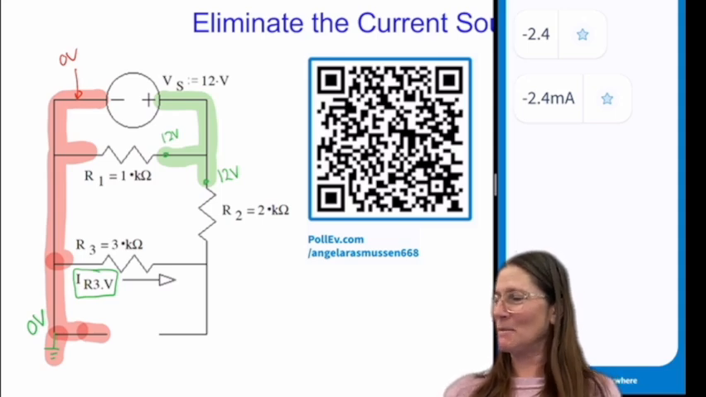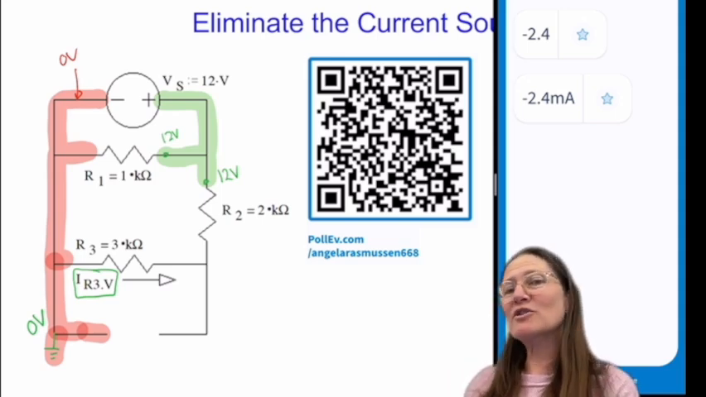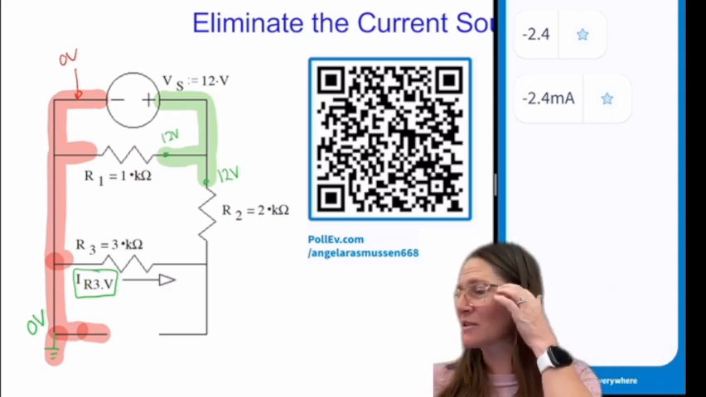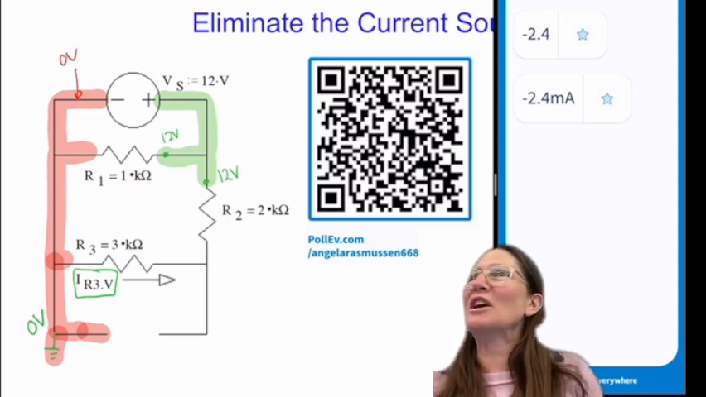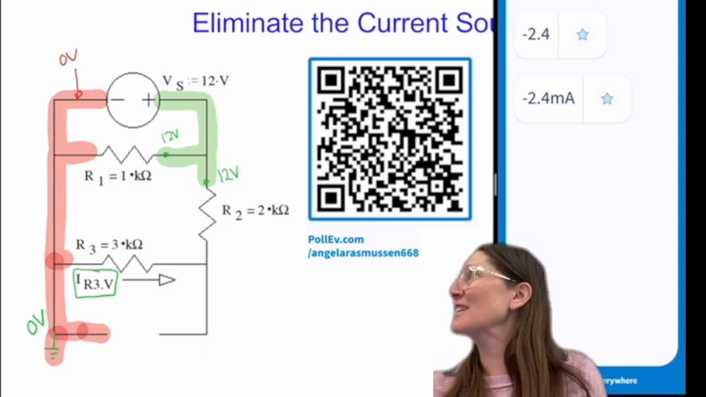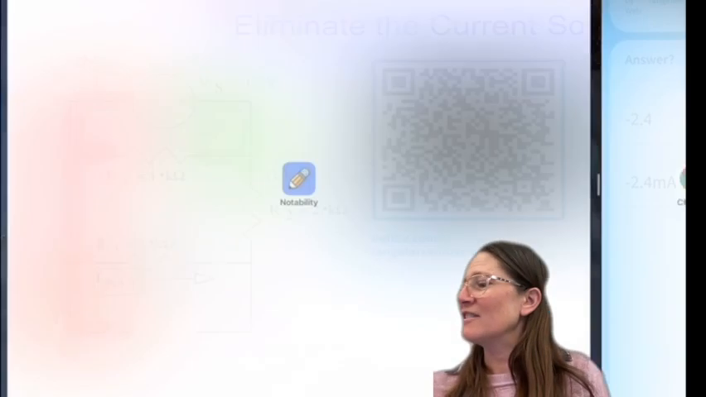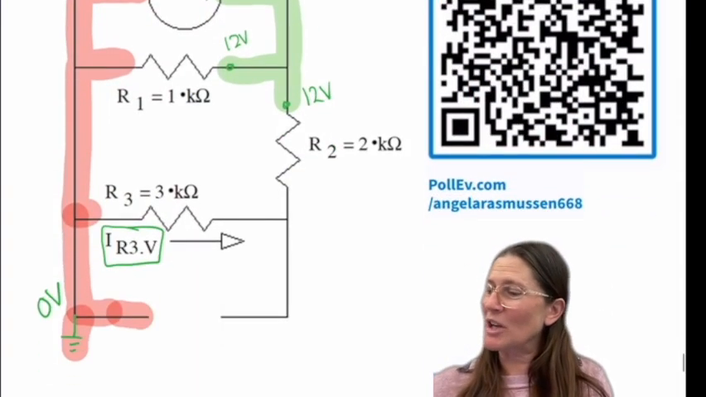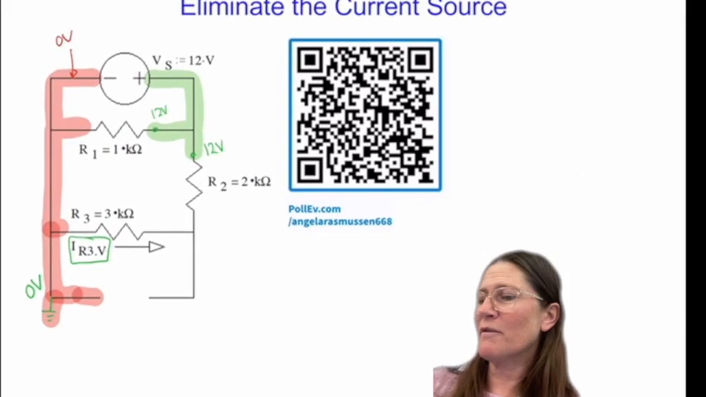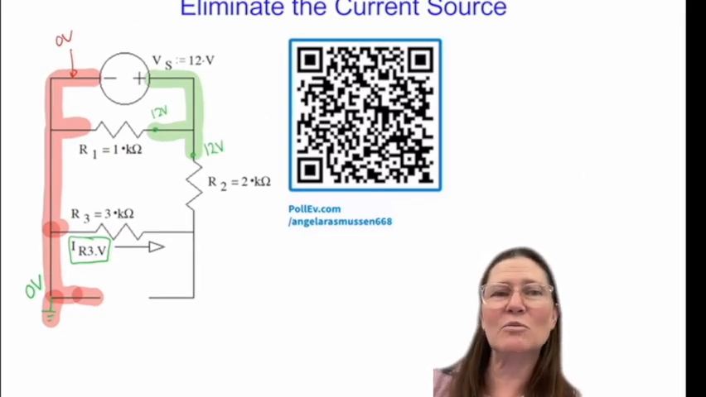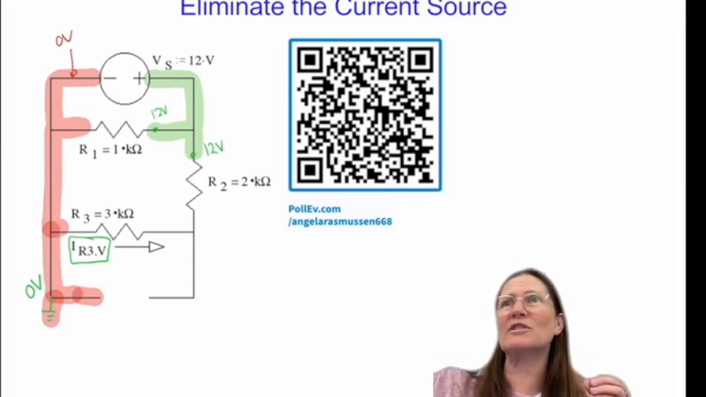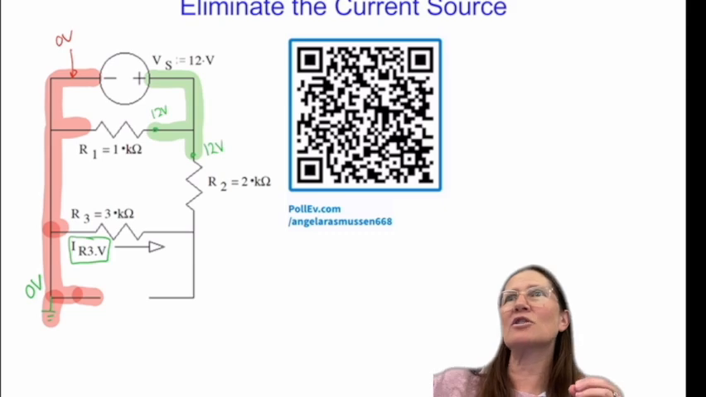Okay, so minus 2.4, there's one in milliamps, and there's one that's not in milliamps. So which one's the correct one? Milliamps, why? Because they're K. So don't forget the unit. So K means 1,000. So if you notice, you can see that that wire is green. It's 12 volts. So I know the voltage across two resistors in series. I can use a divider.